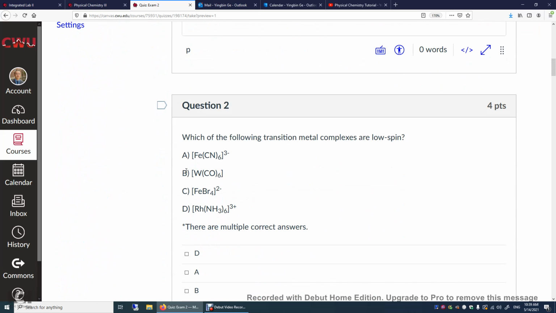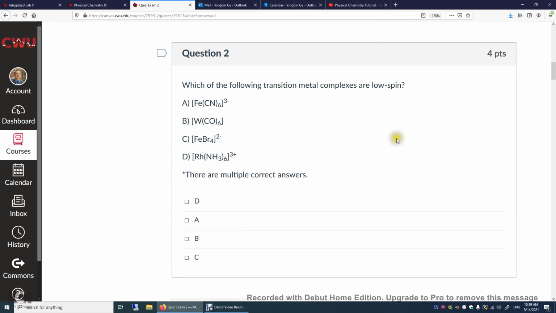Question 2. Which of the following transition metal complexes are low spin? First, let's look at the ligands. The cyanyl and carbonyl ligands are strong field ligands, so A and B are correct answers. And then let's look at the transition metal center. Tungsten is a 5D element. Rhodium is a 4D transition metal element.